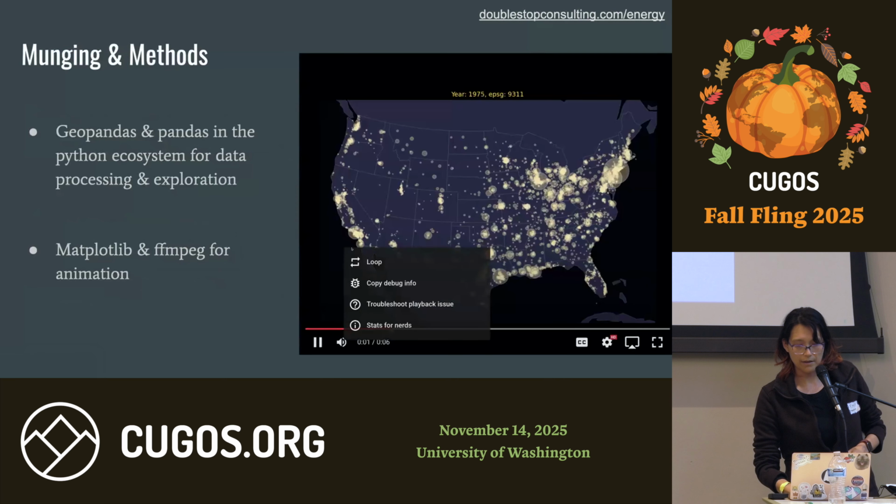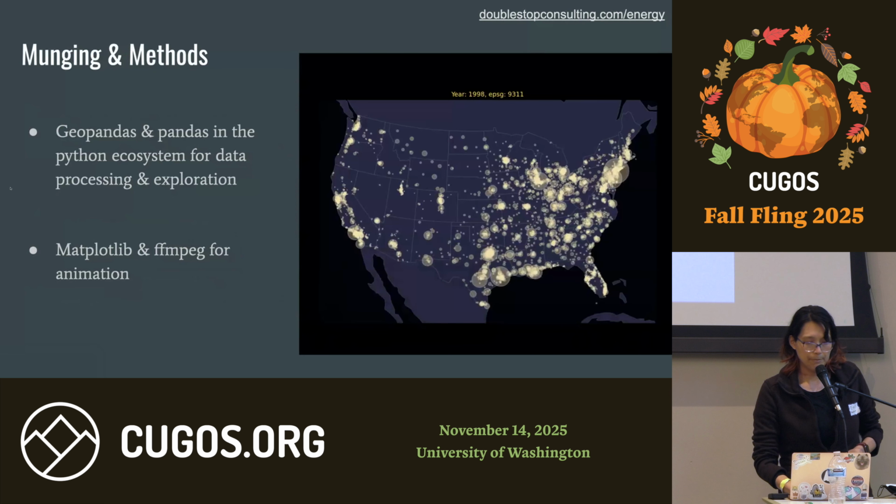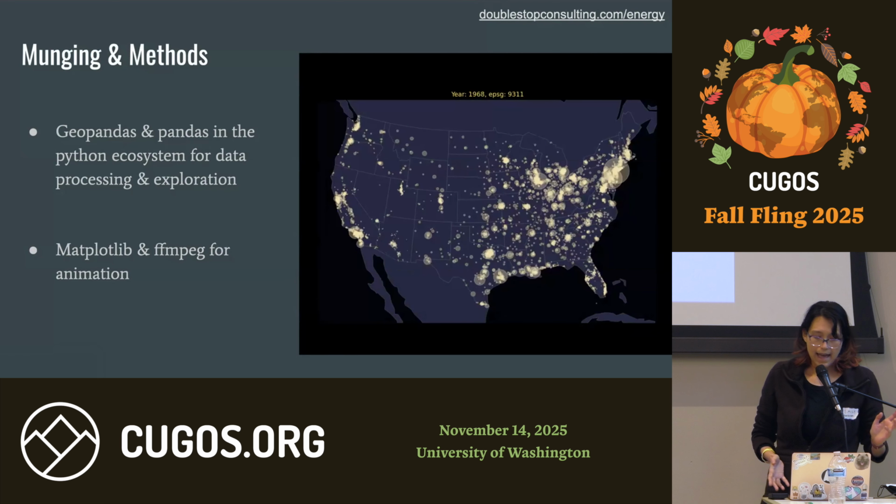So let's continue a little bit. We'll keep watching here. So yeah, I use the Python ecosystem. Geopandas is great for vector stuff, pandas, matplotlib, and ffmpeg for the animation part.